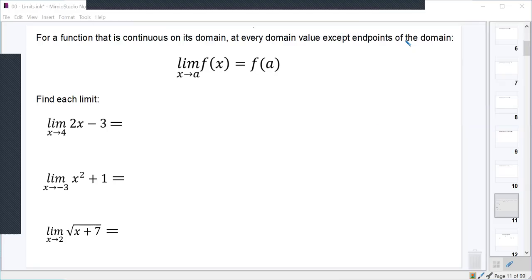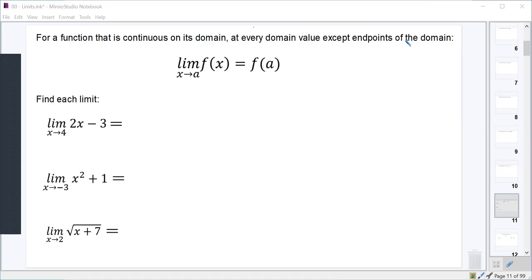Today we're going to talk about finding real basic limits. Actually, all we're going to do today is talk about limits for functions that are continuous on their entire domain. If a function is continuous on its entire domain, meaning it doesn't have any breaks in it whatsoever, you can draw it without picking up your pencil.